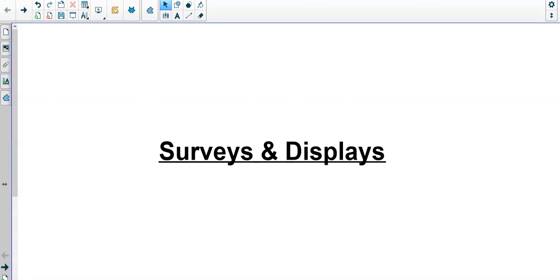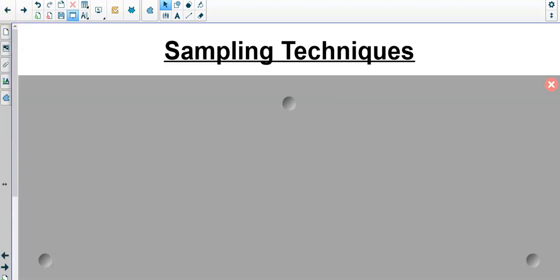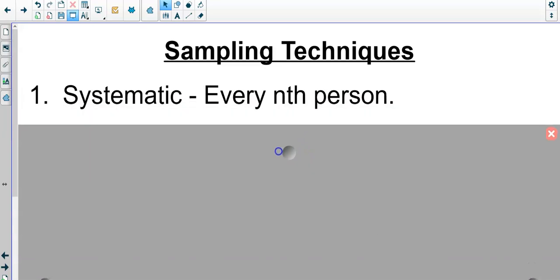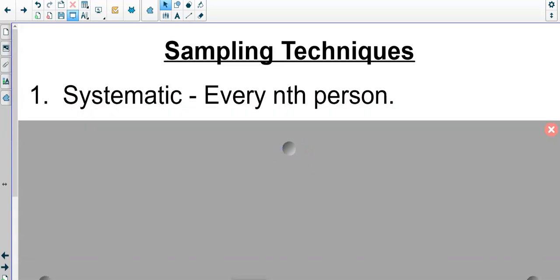So, first things first, let's talk about surveys. I've got to collect some data. Well, there are a couple ways that you can collect data. There are different techniques on ways that we can sample and get data. The first one that I want to talk to you about is what we call systematic. And the idea behind systematic is I want to talk to every nth person.